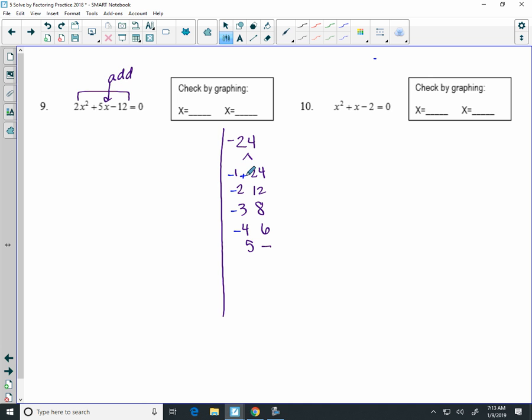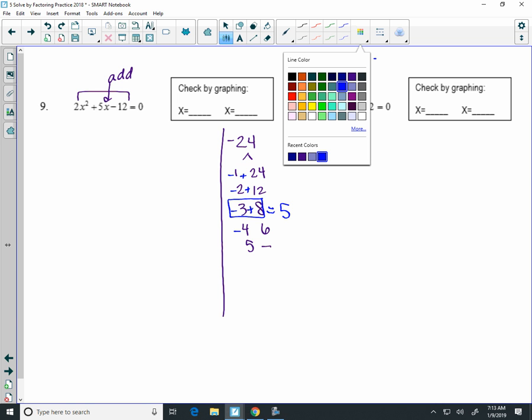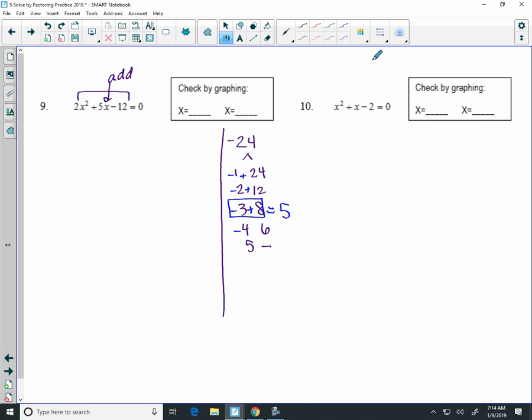Negative 1 plus 24 is not going to work. Negative 2 plus 12 is not going to work. Negative 3 plus 8 is positive 5. So there is our combination. And if you need to do that on a calculator as well, I really encourage it. Absolutely. Do as much with your calculator as you need to do to be comfortable.